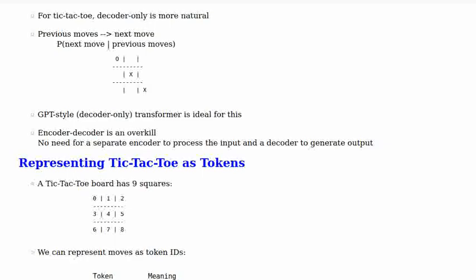In short, decoder only. Great for turn-based games, text generation, and anything where you predict the next item in a sequence. Encoder-decoder, better for transforming one full sequence into another, like translation or summarization. So for our tic-tac-toe transformer, decoder only is the way to go.